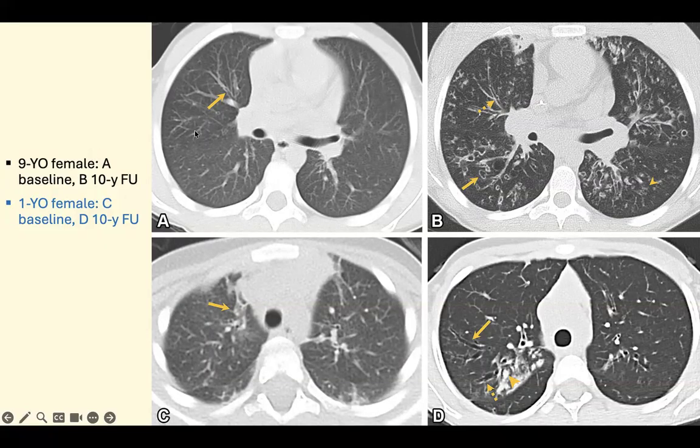I'm not asking you to diagnose the patient in this phase, but at least to suggest it in this phase. Here, an example of a 9-year-old female in image A, and it was the baseline image. And in B, after 10 years of follow-up, see how the condition develops: tree bud bronchiectasis, and they are central.